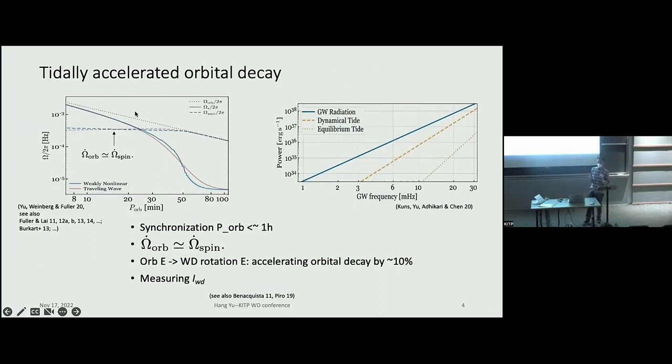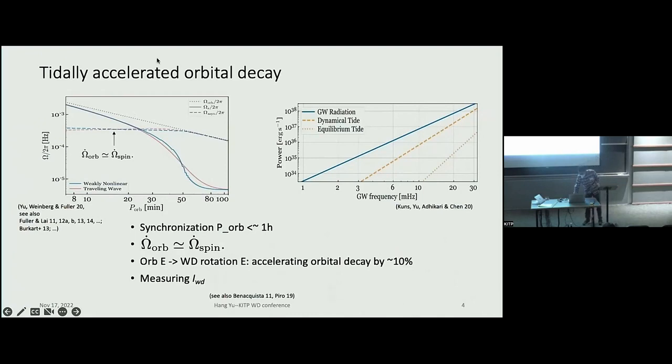The physics is the following. For those compact binaries, we would expect tidal synchronization to happen. Here, by synchronization, what I mean is that the spin rate of a white dwarf will evolve at the same rate as the orbital frequency, and the difference between the spin frequency and the orbital frequency will stay roughly constant. So this simple synchronization condition actually dictates the amount of energy transfer from the orbit to the rotational energy of the white dwarf. And because of this excess energy transfer, it accelerates the decay of the orbit compared to the point particle case.